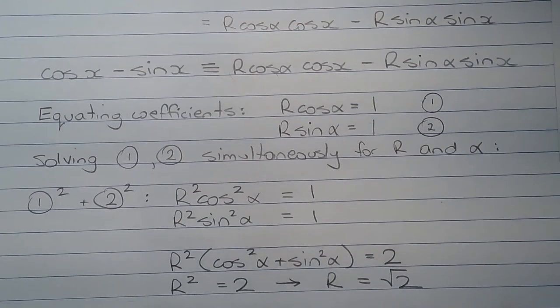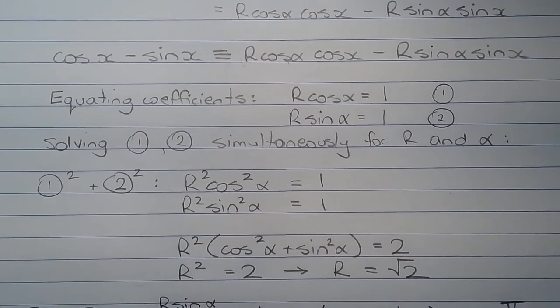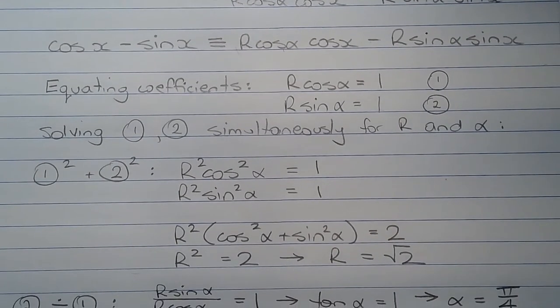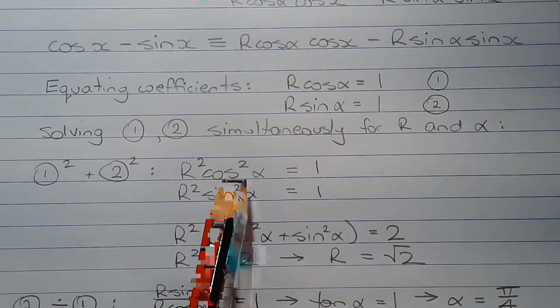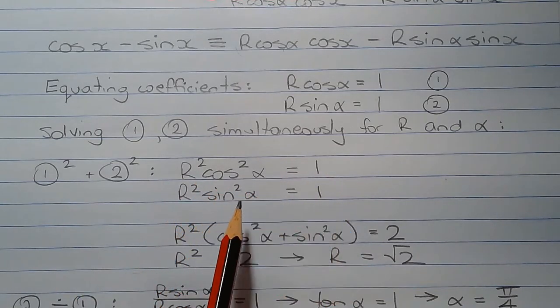Now solving equations 1 and 2 simultaneously for r and alpha, we take both equations, square them and add them together. That'll eliminate the terms involving cos alpha and sine alpha. So r squared cos squared alpha equals 1, r squared sine squared alpha equals 1.